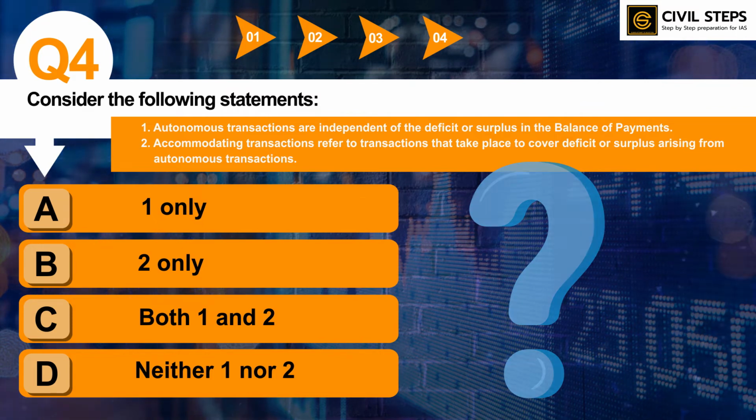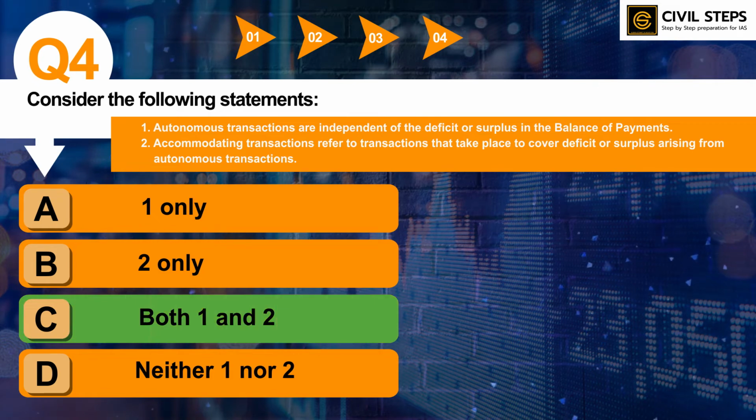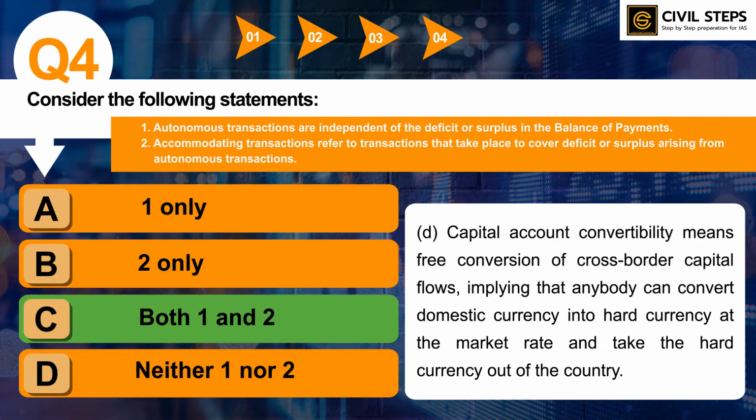I'll tell you the correct answer of this question is option C, both one and two. So, these both statements are correct about autonomous transactions. So, you should know what is autonomous transaction and what is accommodating transaction. So these both statements are correct, hence the answer of this question is option C, both 1 and 2.